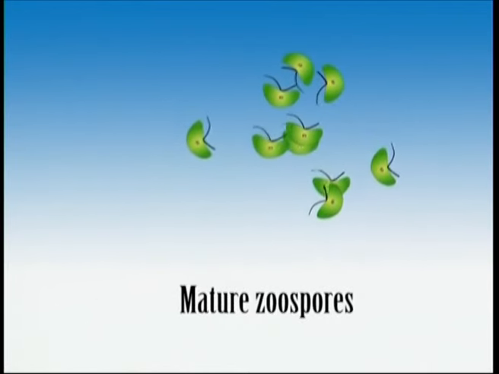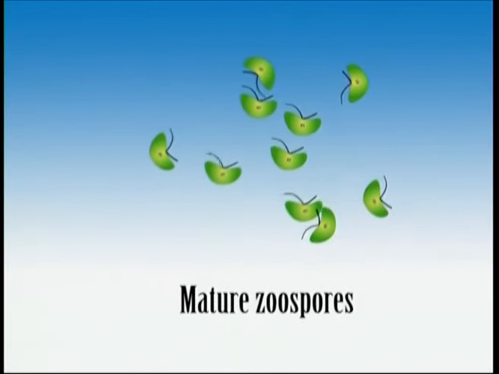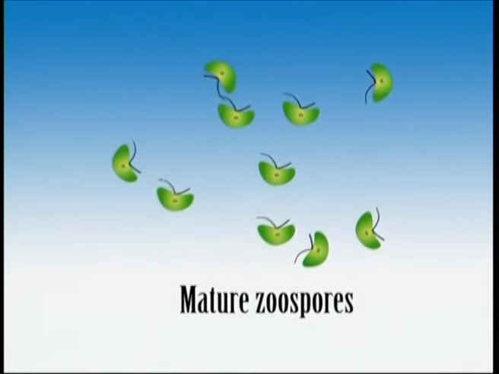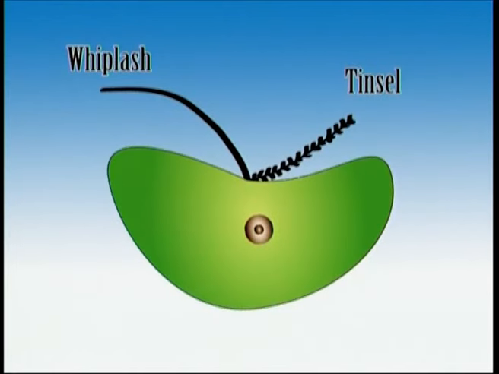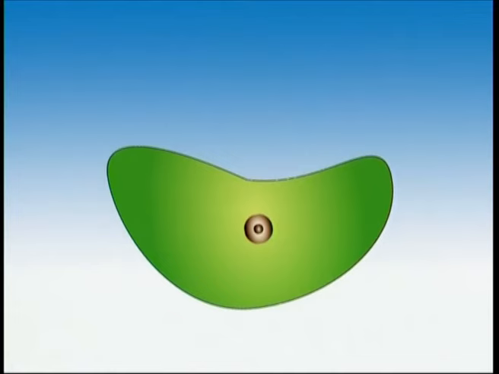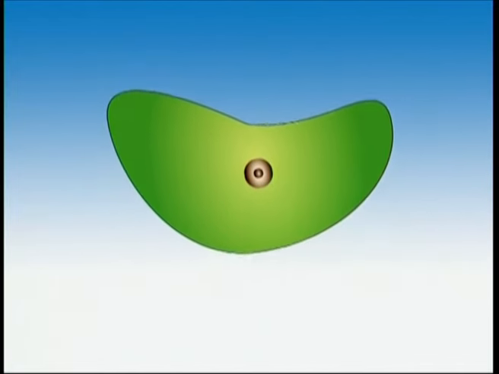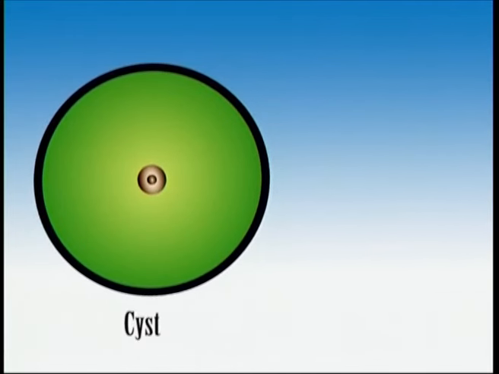of the mature zoospores. The released zoospores swim and scatter in all directions. The tinsel flagellum is directed forward and the longer whiplash trails behind while swimming. After swimming actively for a period, the zoospores slow their movements and become quiescent, retract their flagella, become spherical, secrete a wall around themselves, and become encysted to form cystospores or cysts.